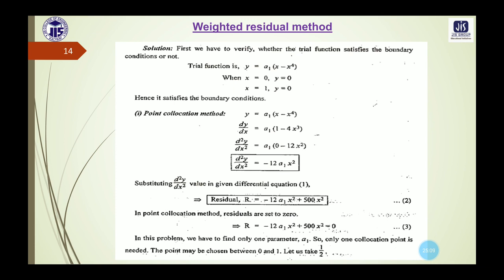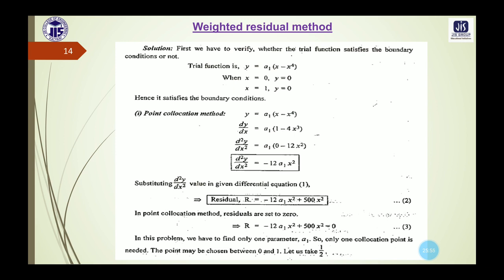Now, to solve all such problems, we need to first verify whether the trial function satisfies the boundary conditions or not. In this trial function, you can see if x equals 0, then y equals 0, it is satisfying, and when x equals 1, then also y equals 0. So both the boundary conditions which are given in this numerical are satisfied by the trial function. Now first we need to find the value of this a1 using the point collocation method. In this method, we know that the residual R equals 0.